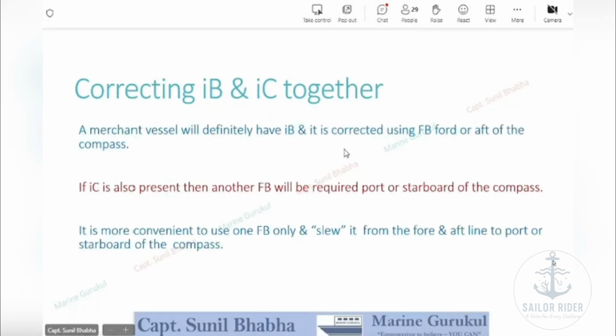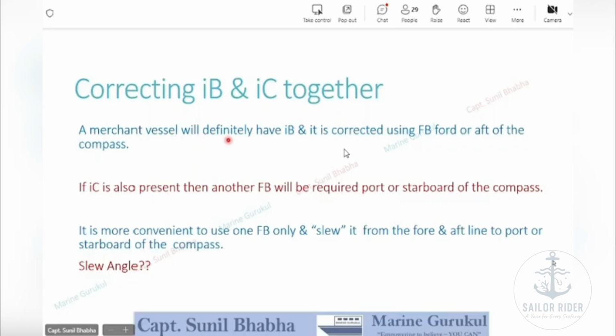Now one important thing to understand here is that if a merchant vessel has both the coefficient IB as well as IC together, we have a method with which both these coefficients can be corrected in one go. Instead of using two flinder bars, the correction can be done using only a single flinder bar, which will correct both these coefficients together, induced B as well as induced C. So how is this done?